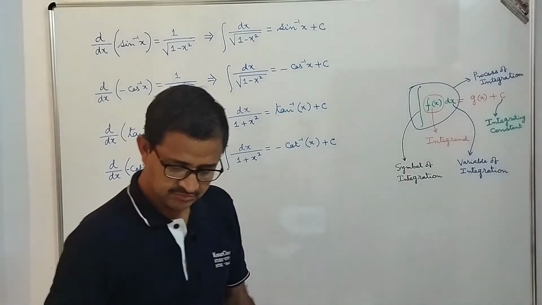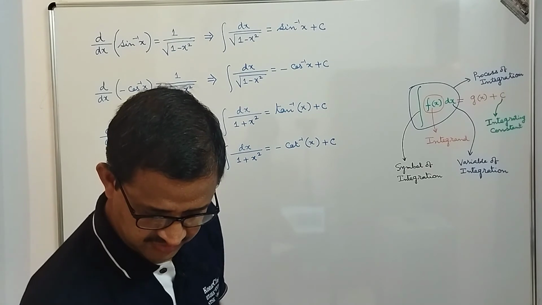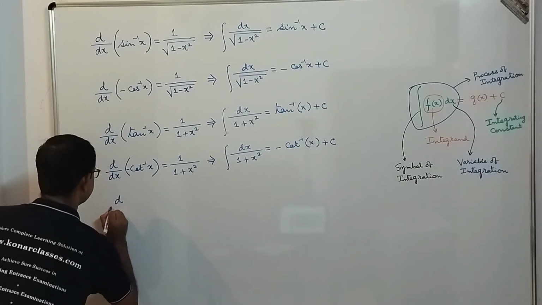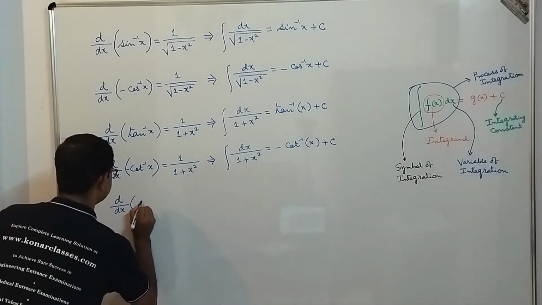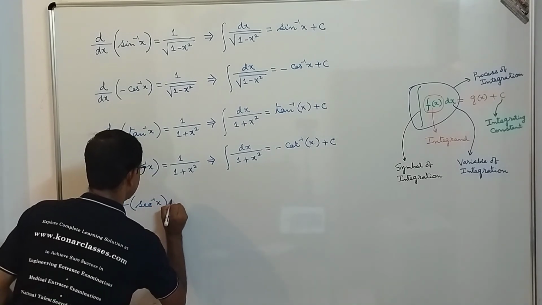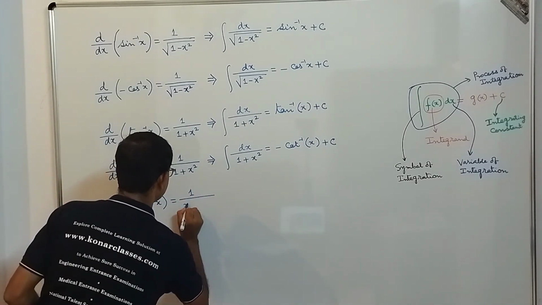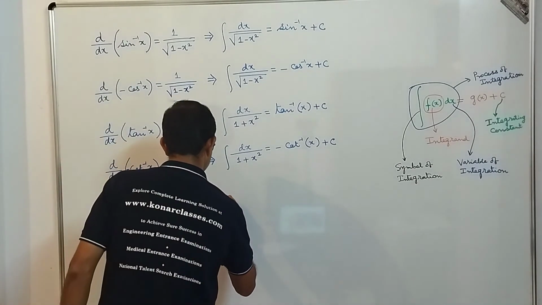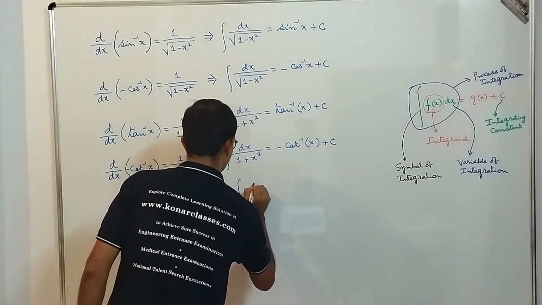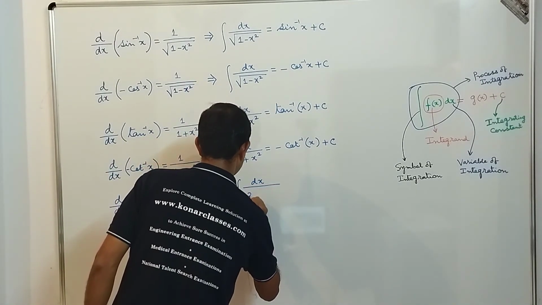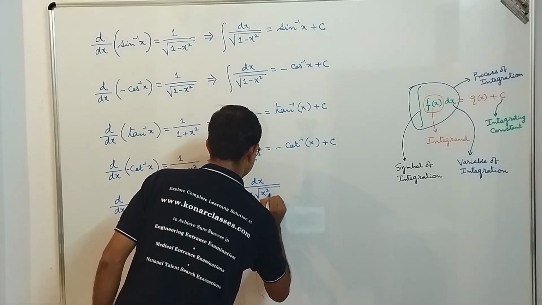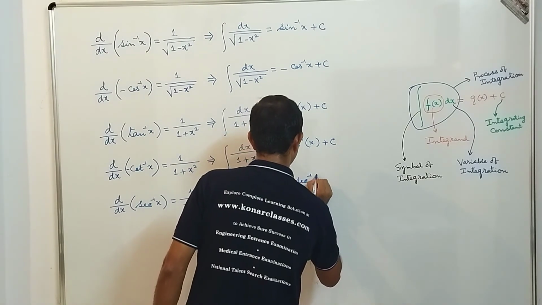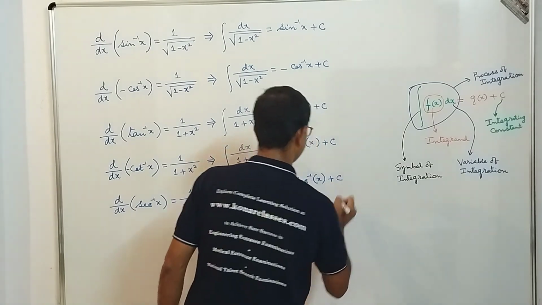Correct? Now let's look into the other formulas, dear students. So d/dx of sec inverse x is equal to 1 by x into square root of x square minus 1. So this implies integration of dx by x into square root of x square minus 1 is equal to sec inverse x plus c. Got it?